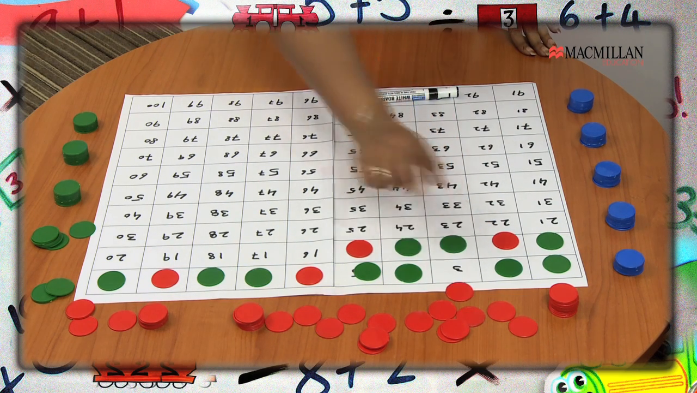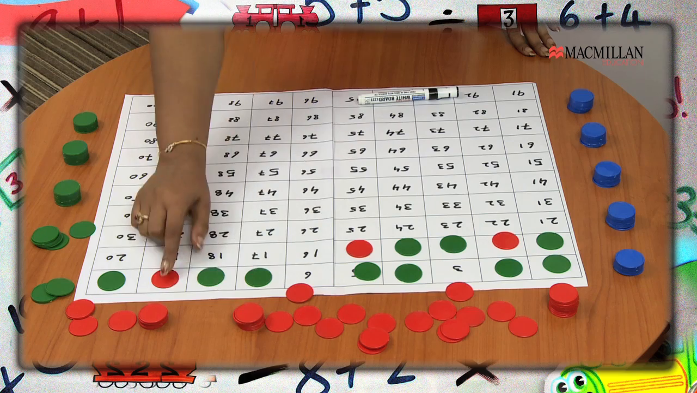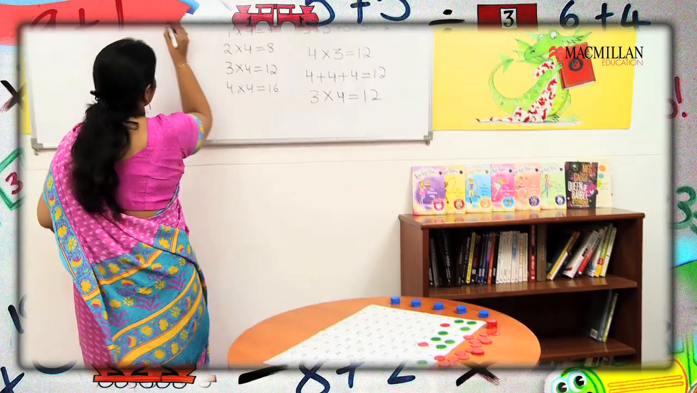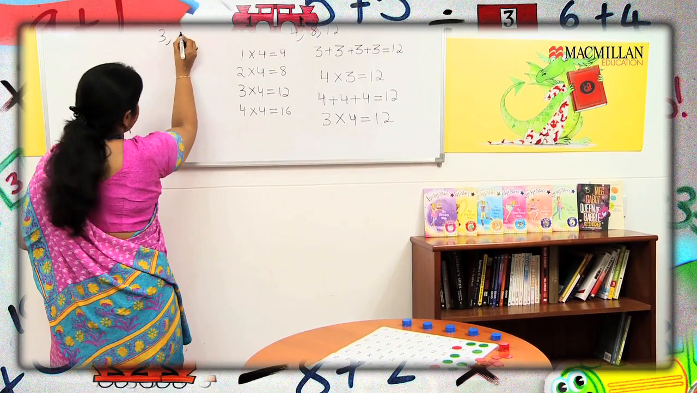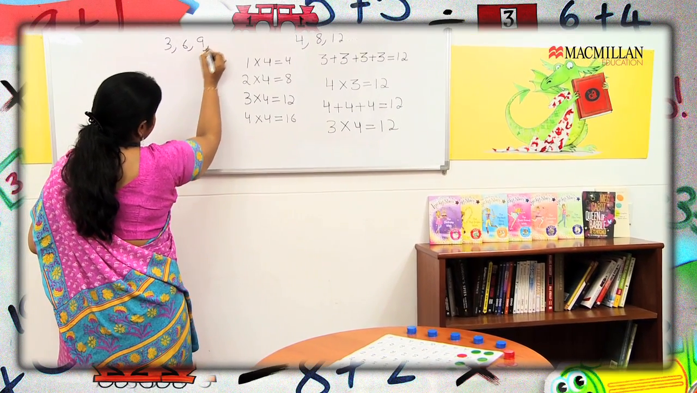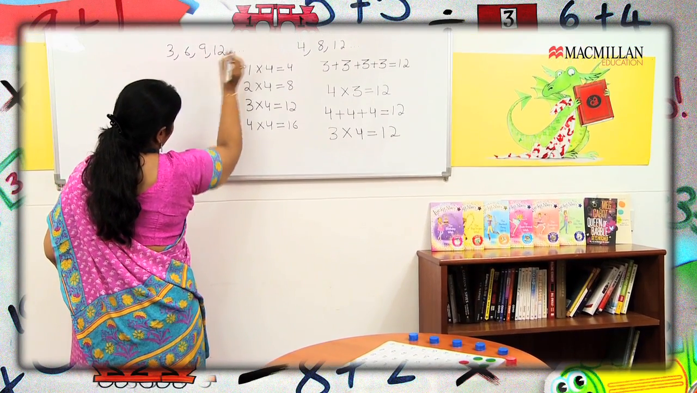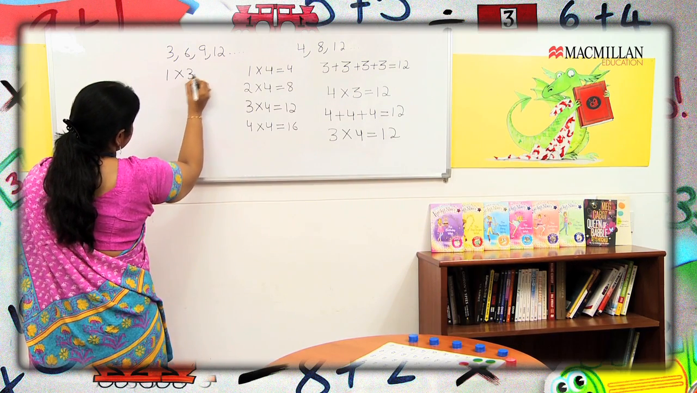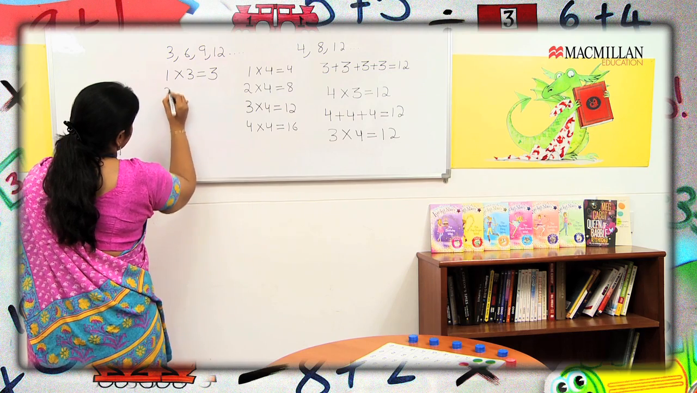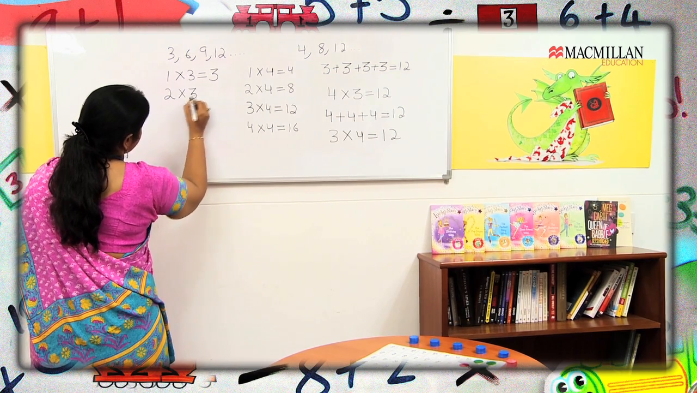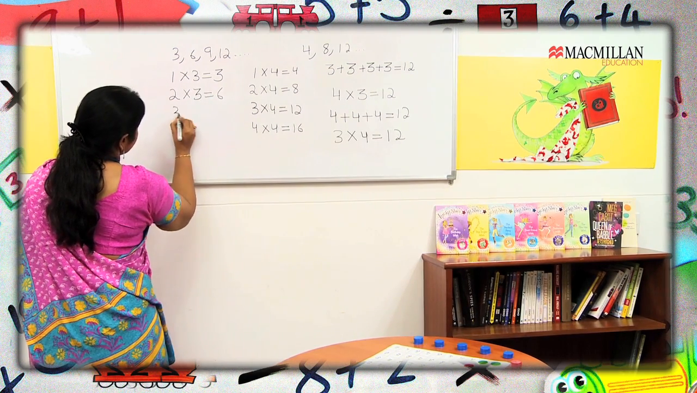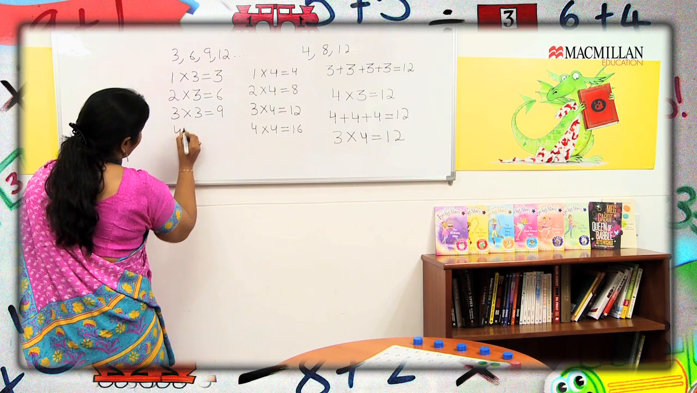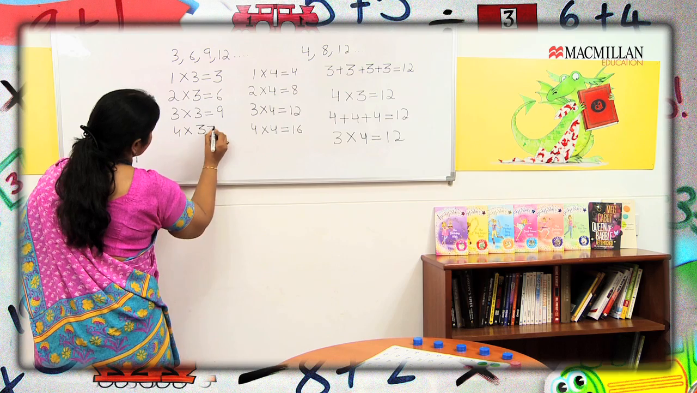And how am I going to check? I am going to just move out all the red counters for you to see. So what do I have? I have 3, then 6, then 9, then 12, so on. So what is that? That is 3 taken one time is 3, 2 times 3 is 6, 3 times 3 is 9, and 4 times 3 is 12.